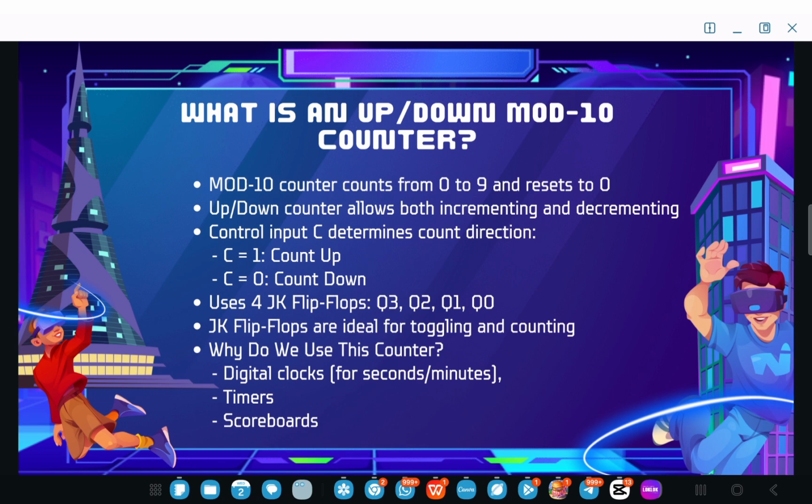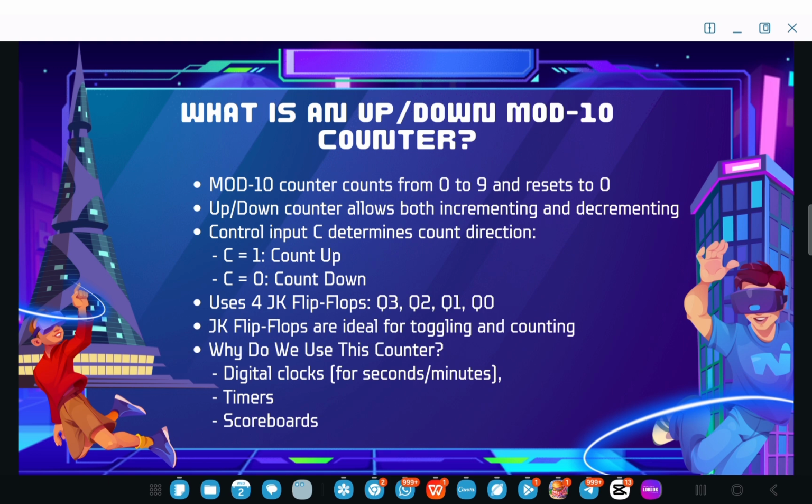An up and down counter can count in both directions, up or down. The direction is controlled by signal C. If C is 1, it counts up, and if C is 0, it counts down. So we use 4 JK flip-flops, that means Q3, Q2, Q1, Q0. JK flip-flops are used because they are good for counting and toggling. We also use logic gates and a control input for direction.